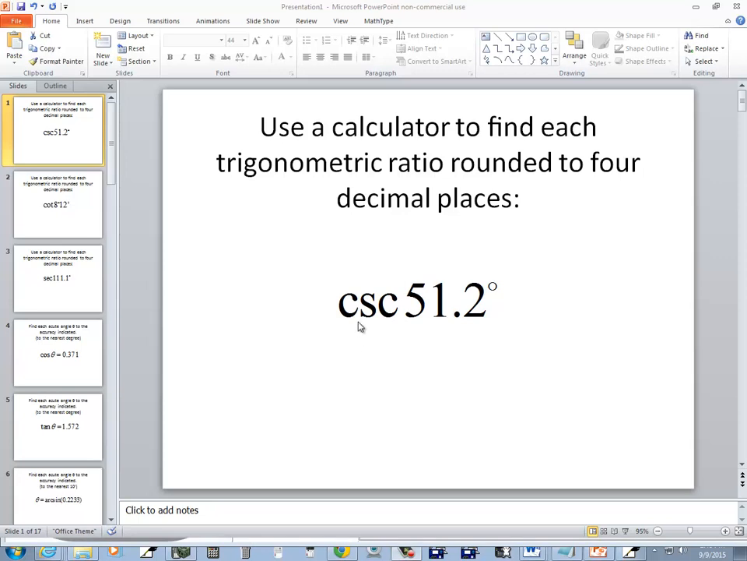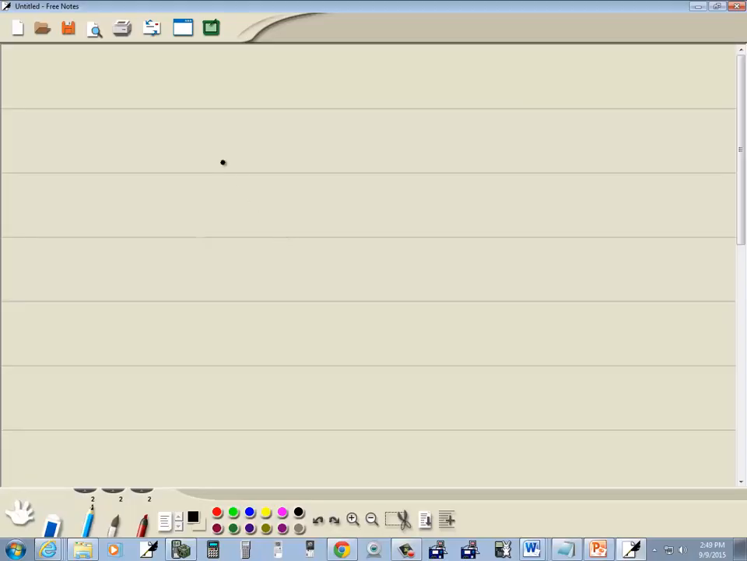Take a look at this problem. We want to use a calculator to find each trig ratio rounded to four decimal places. So we've got cosecant of 51.2 degrees. Now, cosecant we don't have on our calculator, but cosecant, remember, is 1 over sine. So we can rewrite this as 1 over sine of 51.2 degrees.